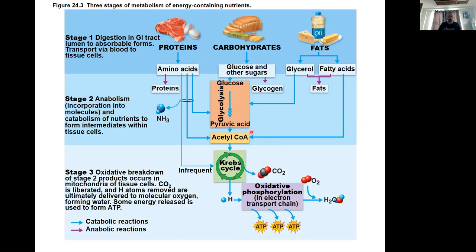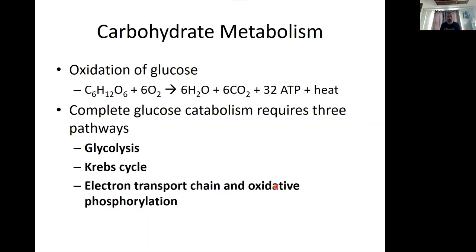So let's start with this middle pathway, carbohydrate metabolism. We turn glucose, which is this happy little guy right here, C6H12O6, in the presence of oxygen, into water, so 6 waters, 6 carbon dioxides, 32 ATP, and some heat, of course. You'll be aware, of course, that this and this balance out. They have to balance out, otherwise it doesn't work.